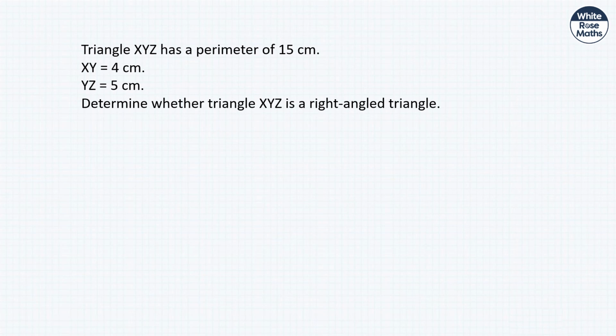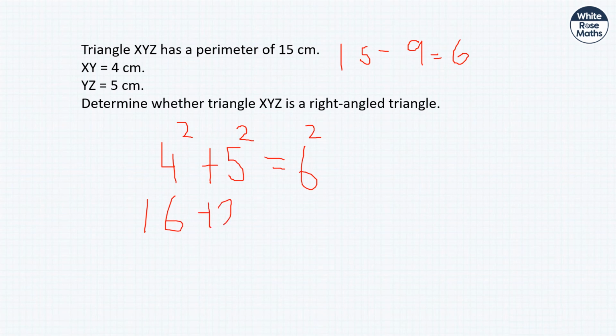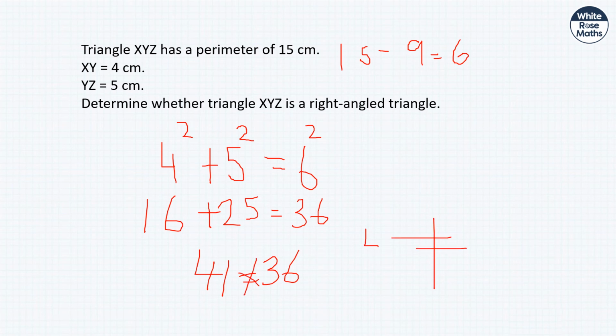Triangle XYZ has a perimeter of 15 centimeters. XY is 4, YZ is 5. Determine whether triangle XYZ is a right angle triangle. Well, 4 plus 5 is equal to 9, 15 take away 9 is 6. So does 4 squared plus 5 squared equal 6 squared? Well, it doesn't, because that's going to be 16 plus 25 is 41, and 6 squared is 36. We get 41 equals 36, which is not true. So not equal to, therefore XYZ is not a right angle triangle.